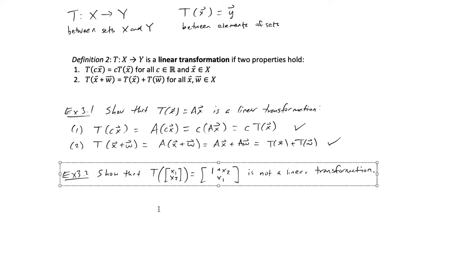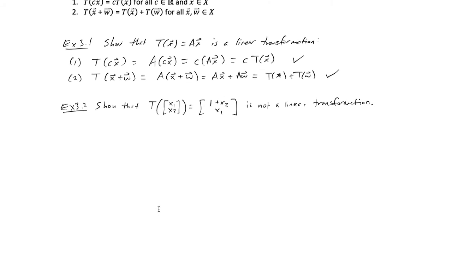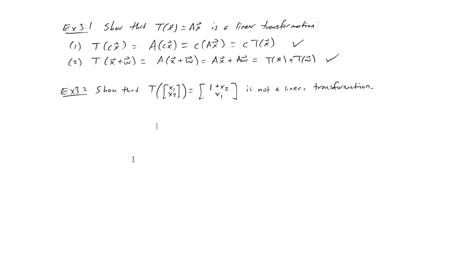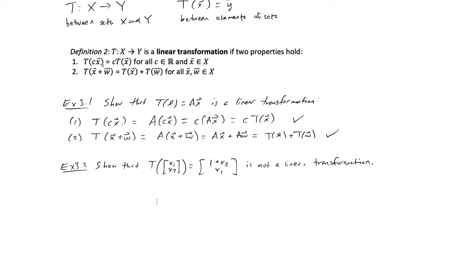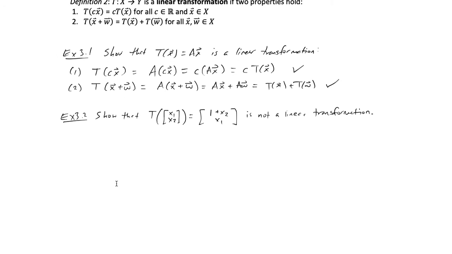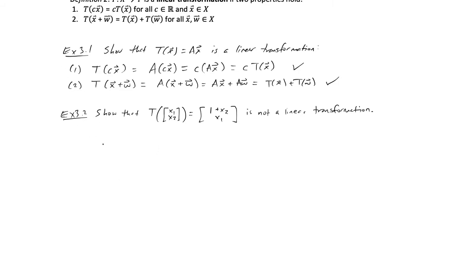So second example, I'm going to show that this transformation, taking a vector in R2 to another vector in R2, is not a linear transformation. To show something is not a linear transformation, we just have to show that one of these two properties does not hold. So we'll just consider the first property. Let's consider that. So we're going to look at the transformation of c times x. Now x is in the form x1, x2. It's given as components, so we'll maintain that description.